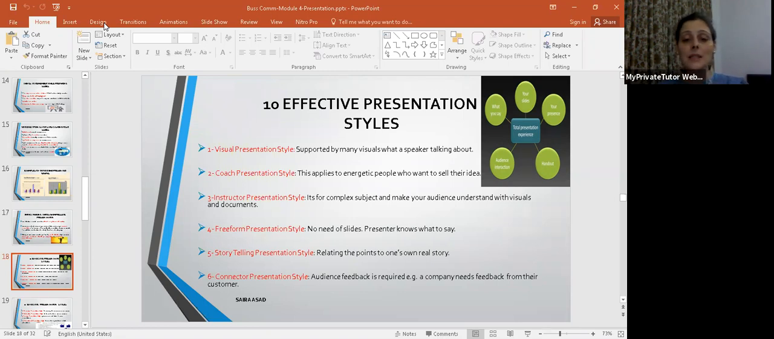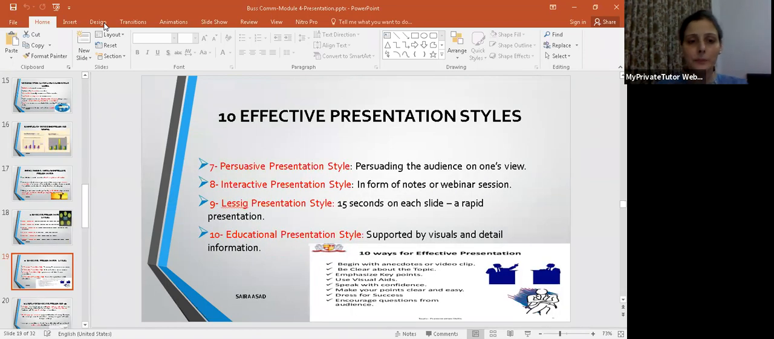The connective presentation style: audience feedback is required. A company needs feedback from its customers. You're connecting with your audience and getting feedback also. When you convey something, you get the feedback, then you answer it, and you say whether your company can afford it, or you take a conclusion out of it. So this is known as the connective presentation style.